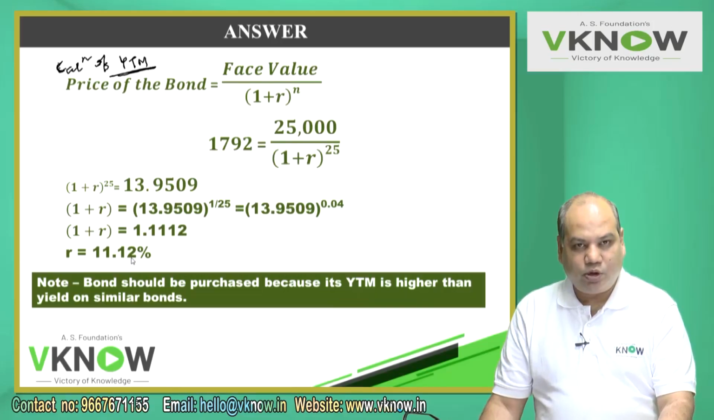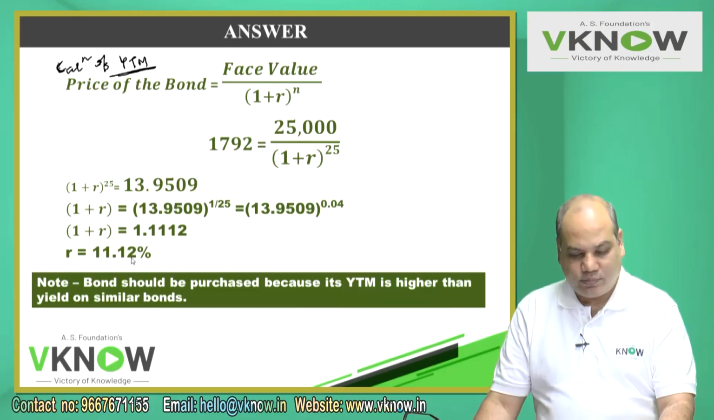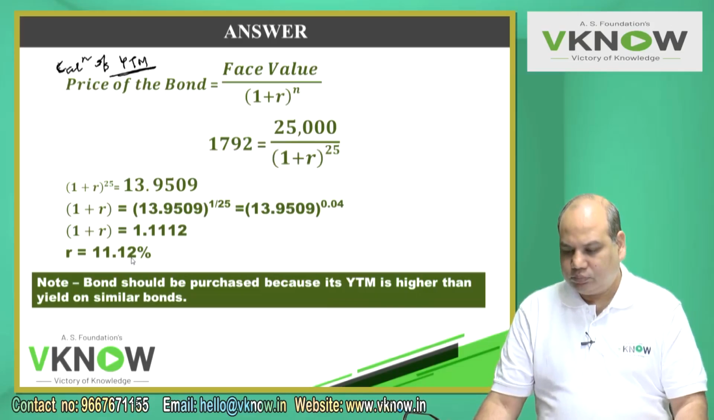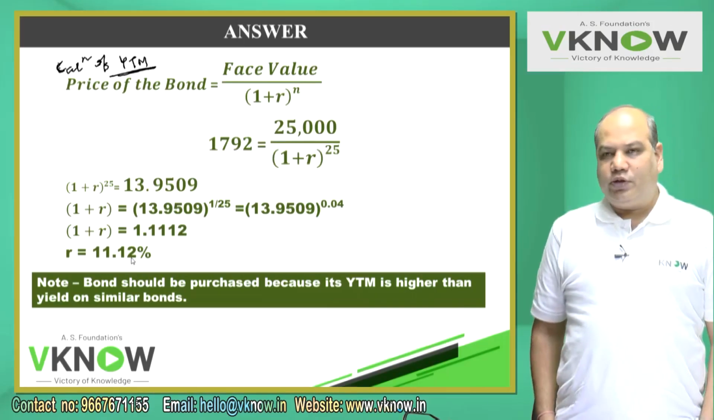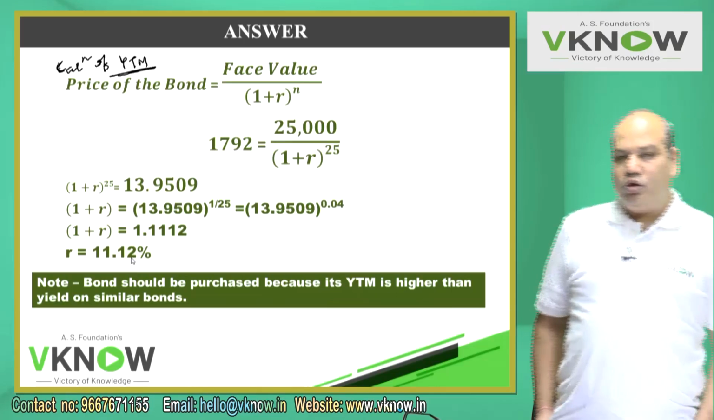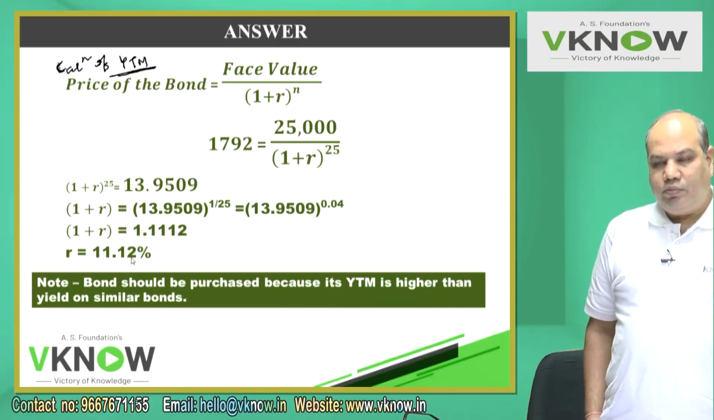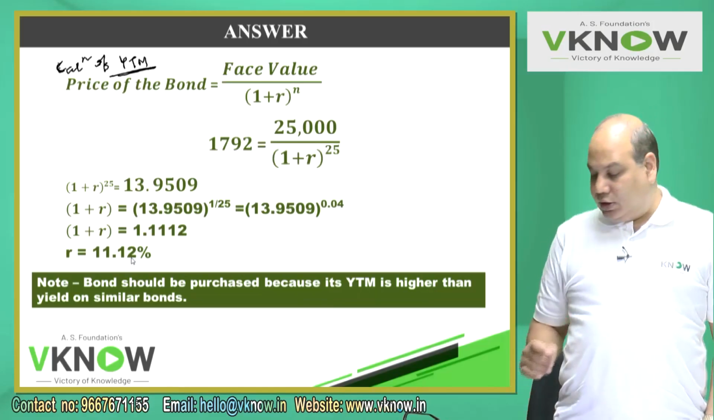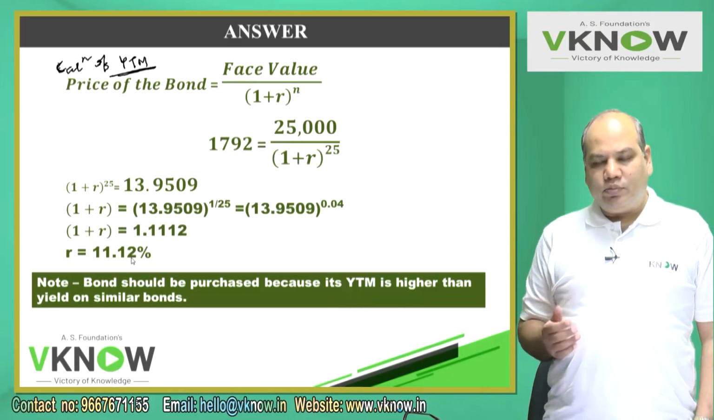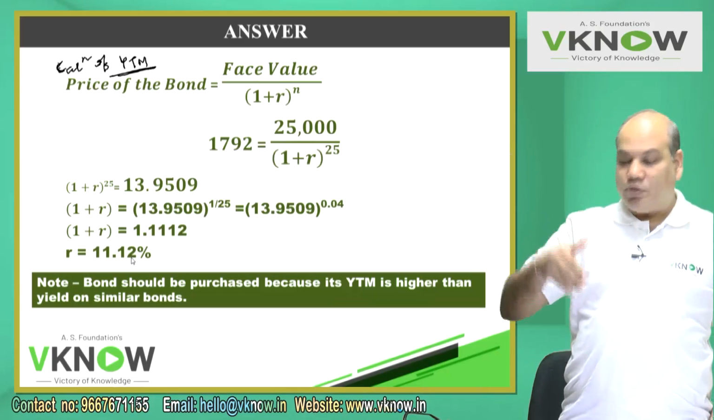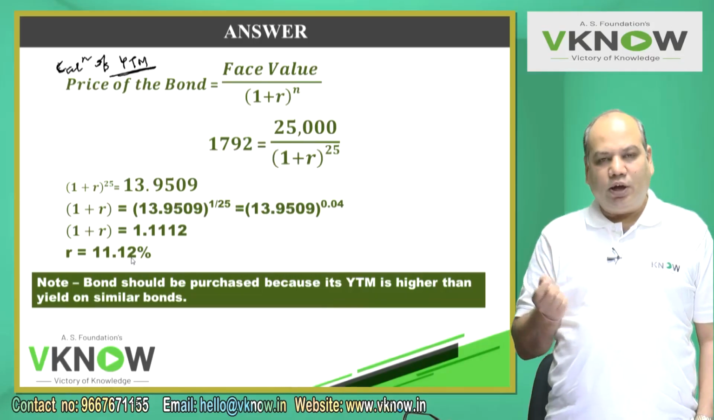The question was, should this bond be purchased, or advice? The advice is this bond should be purchased, because its YTM is higher than the yield on similar bonds. Right? Similar bonds are giving 11%. This bond is giving 11.12%. You can also answer on the basis of intrinsic value and current price.